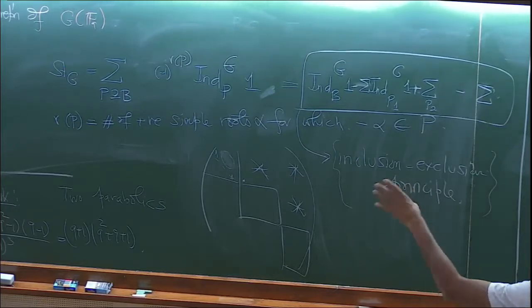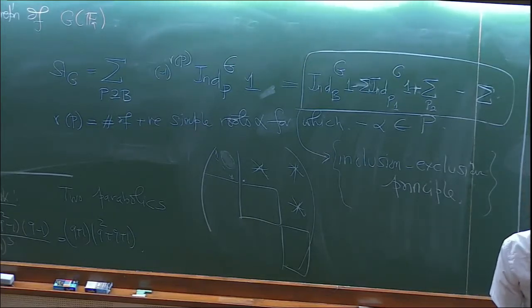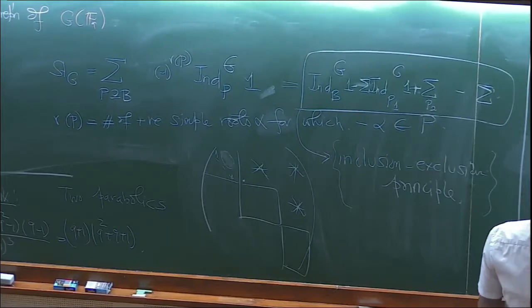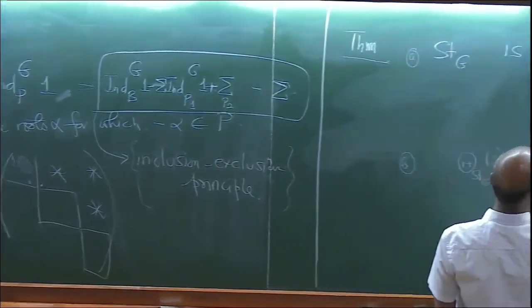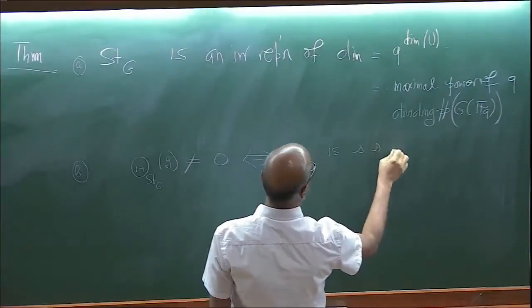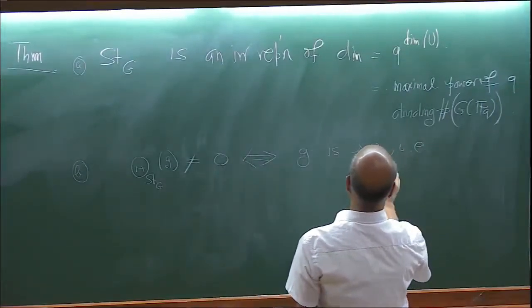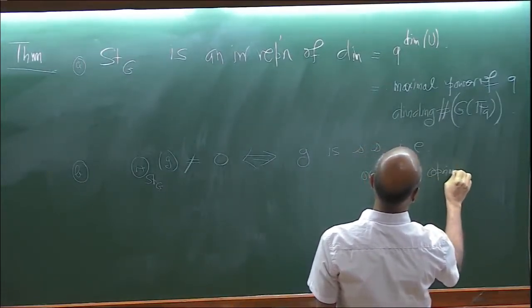So Steinberg is one of the simplest of the components which one understands very well. And there is this theorem. And one of the really marvelous properties of the Steinberg is that the character of the Steinberg of G is non-zero if and only if G is semi-simple, i.e. order of G is co-prime to Q, the p part.